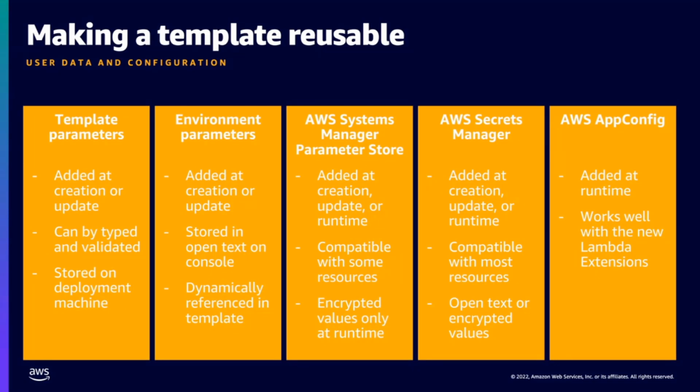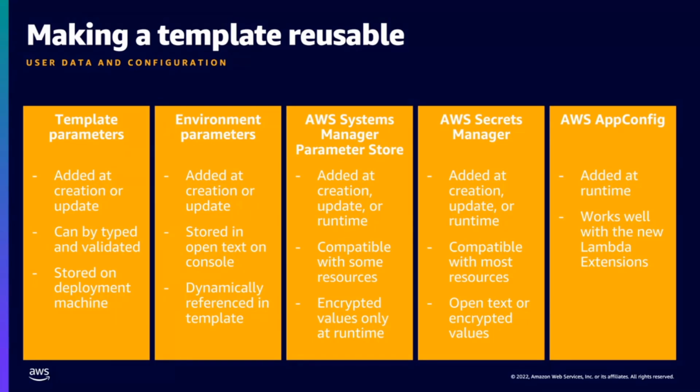It's for very simple things, but not for secrets or passwords. The second is environment parameters. These are added at creation or update and stored in open text on the console. So again, not a good place to store secrets, because everyone who has access to the account can see them. They are dynamically referenced in the template so that you can grab them through the code, but again, you cannot change them.